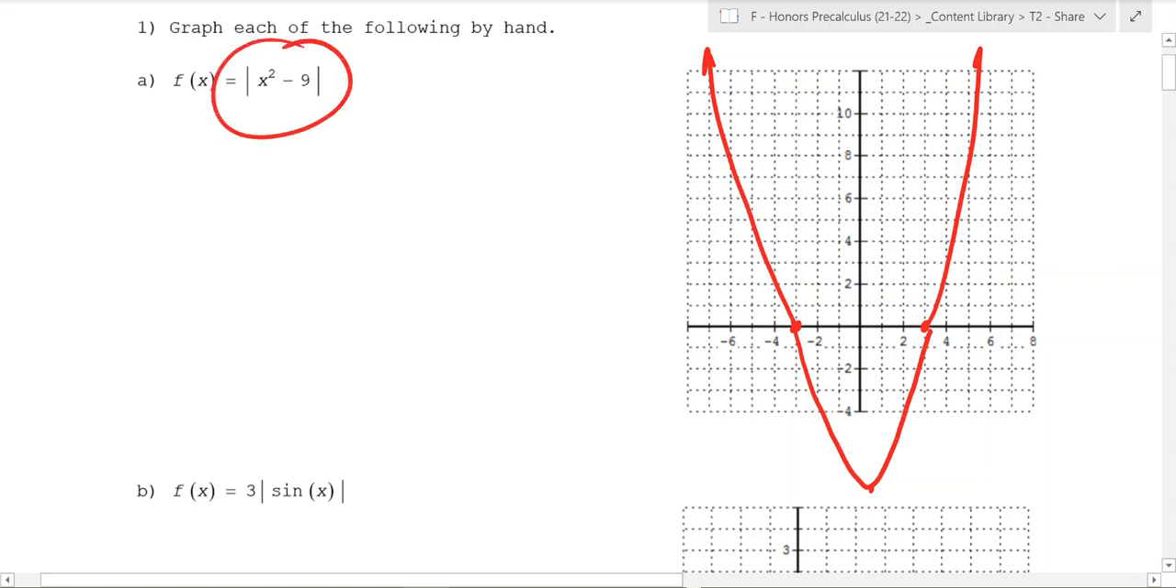But the absolute value means you take all the y values that are negative and make them positive. So this part right here, what's below the x-axis, gets flipped up. So what does this graph actually look like when you're done? It goes all the way up to 9 like this. It's the flip like this. So when you're done, the final graph would just be the red, not the green.